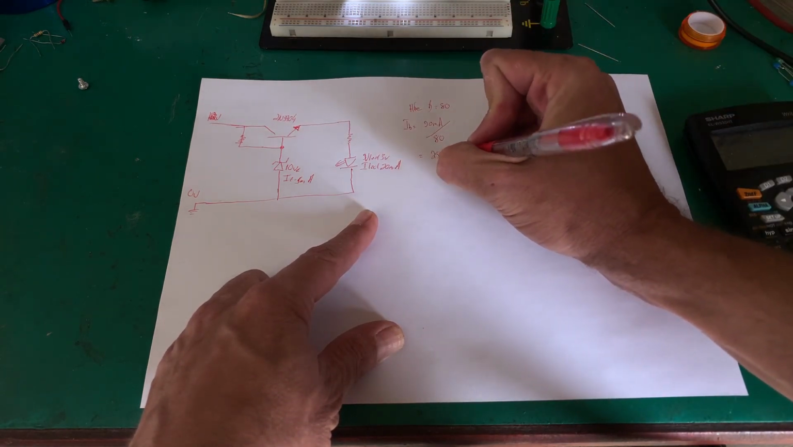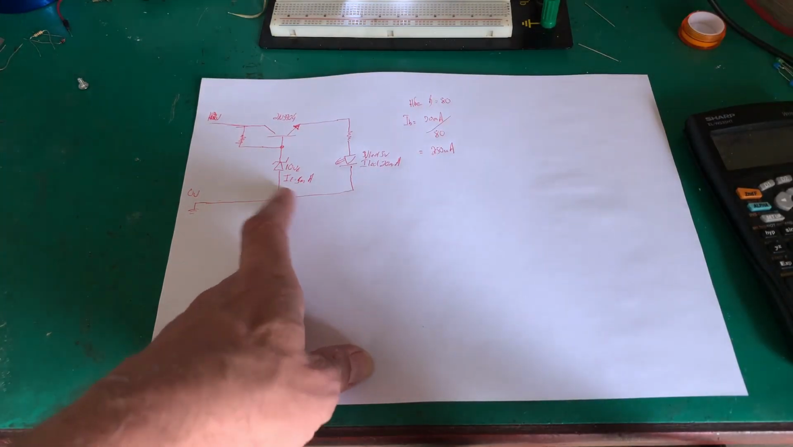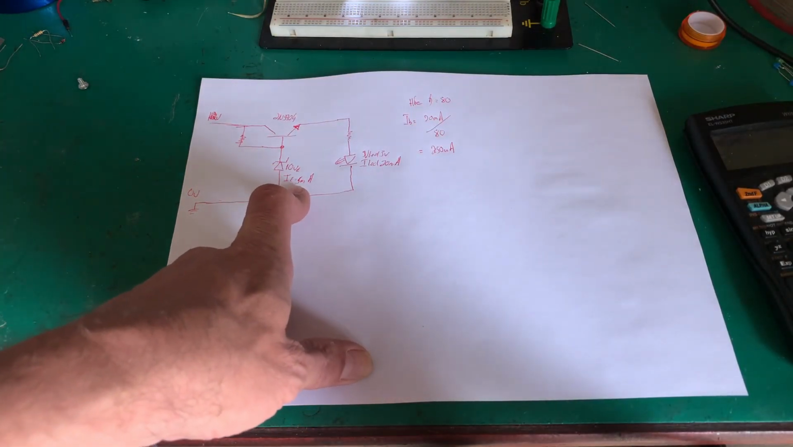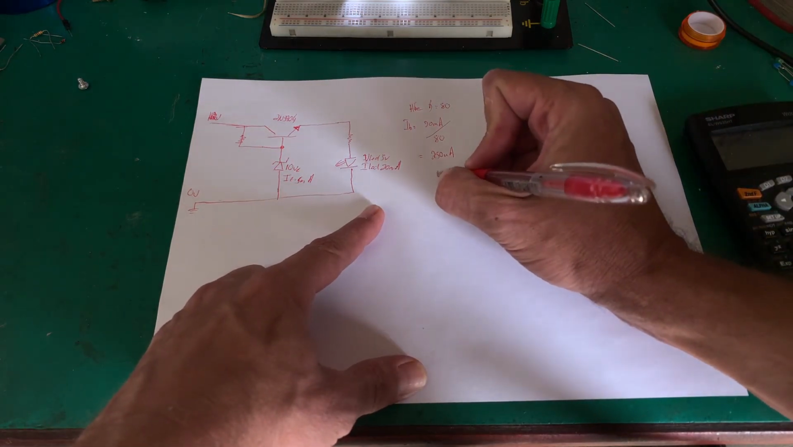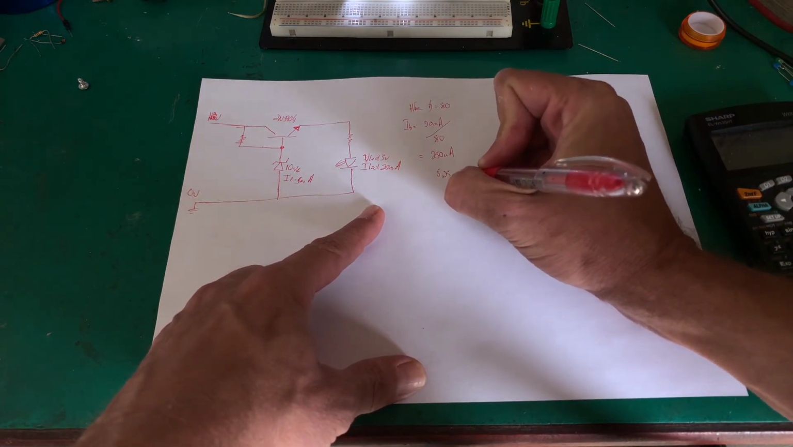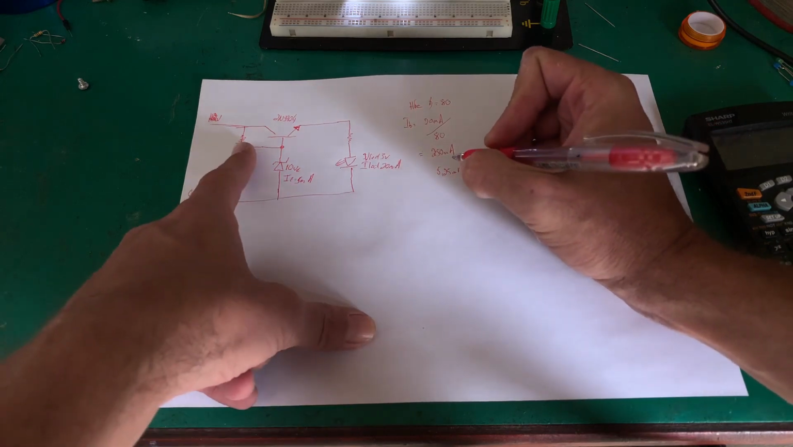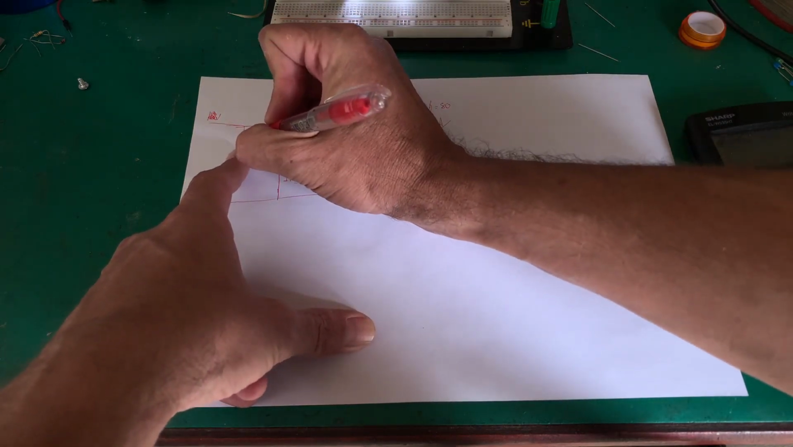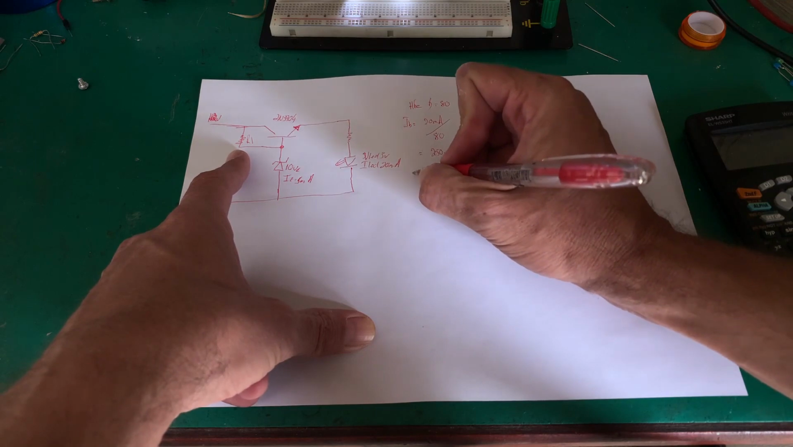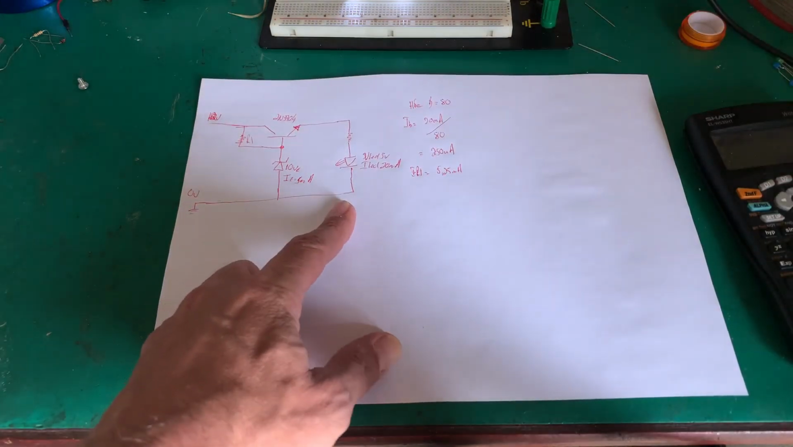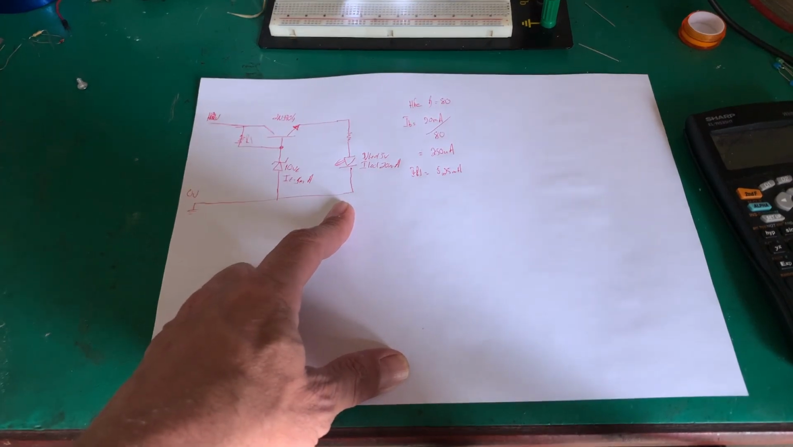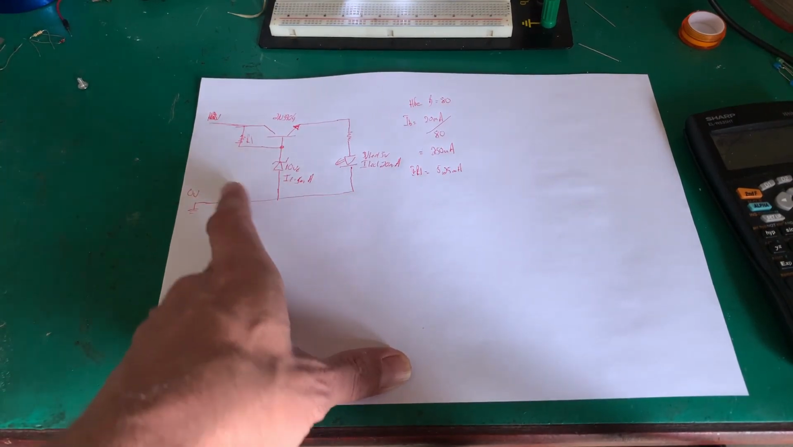250 microamp, not much, plus our 5 milliamp, so we've got 5.25 milliamp that must flow through R1, we'll call IR1, to 5.25 milliamp. Not very much, is it?